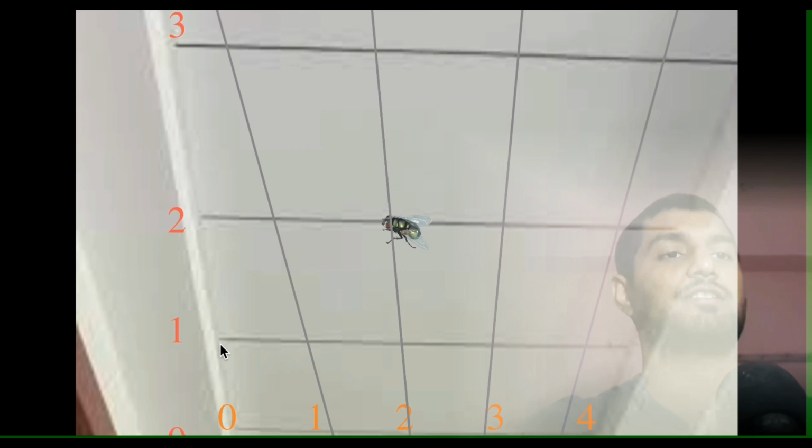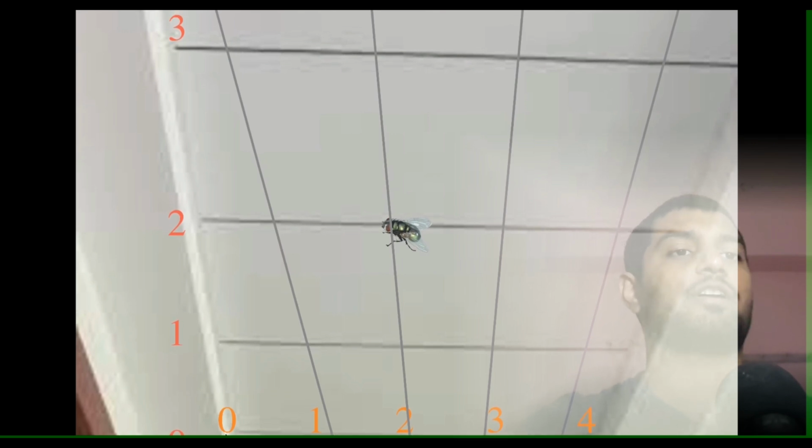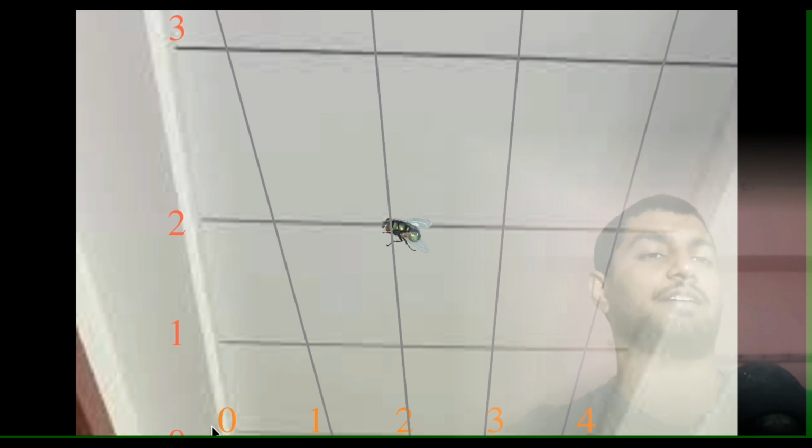On the x-axis you can see there was 0 over here, then 1, 2, 3, 4, and on the y-axis we have 0, 1, 2, 3, and we can tell what number it will be over here. So we can tell that this fly could be at 2 comma 2. So we can have their coordinates.